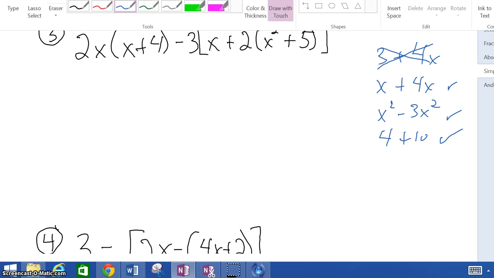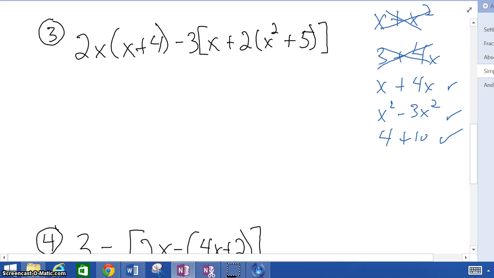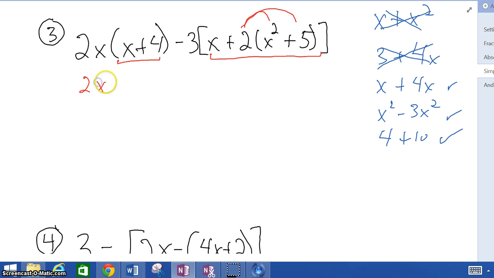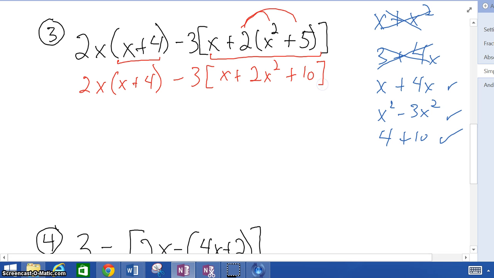Okay. Within this problem, I need to start inside the parentheses. Is there anything to be done here? No, they're not like terms. Inside over here, there is some work to be done. I can distribute the 2. So now I have 2x plus 4 minus 3, x plus 2x squared plus 10. Now, inside these parentheses, is there anything more to be done? No, none of those are like terms. Since none of these are like terms, I know that my parentheses are done.